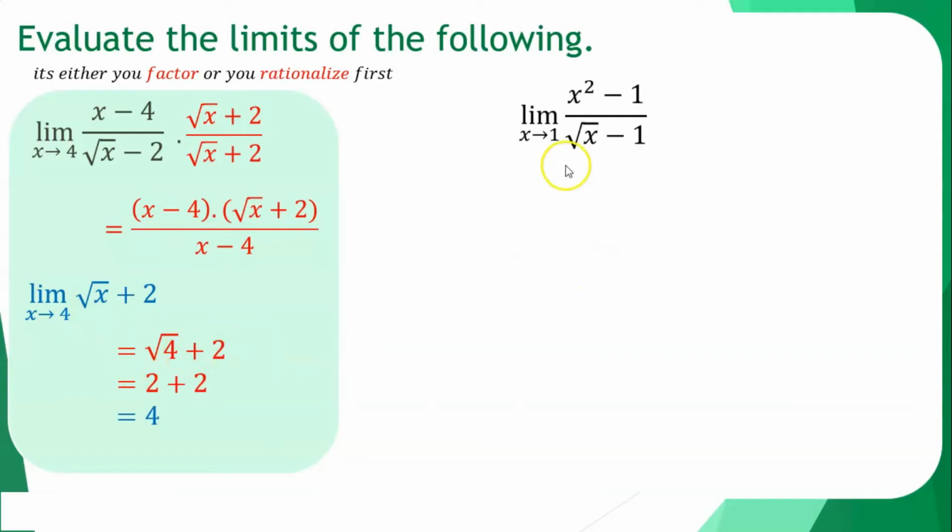Okay, another. Now take note, what is the limit of (x² - 1) over (the square root of x - 1) as x approaches 1?